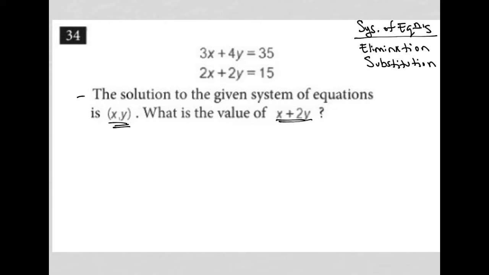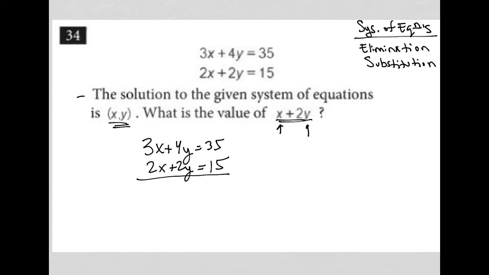All right, so in essence, I could find the value of x, I could find the value of y. I throw both of those into this expression here, and I'd find the value that represents my answer. So let's do that. I'm going to rewrite my system of equations, 3x plus 4y equals 35, and 2x plus 2y equals 15. Oh, wait, so I noticed something here that's going to save me a ton of time.